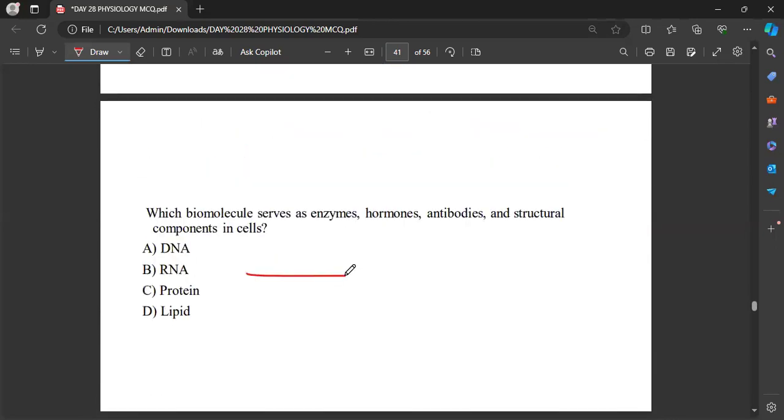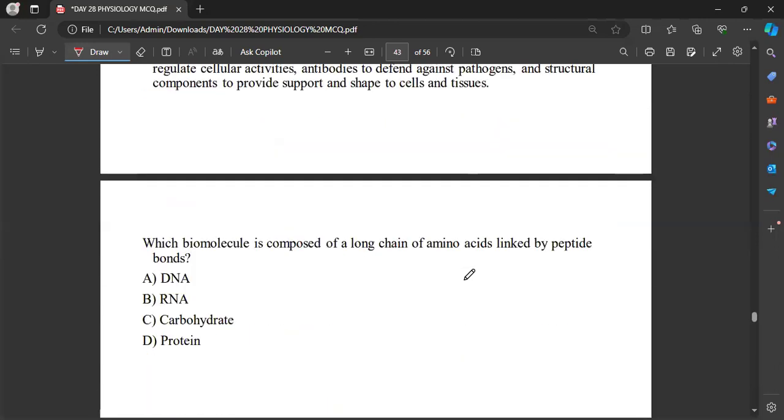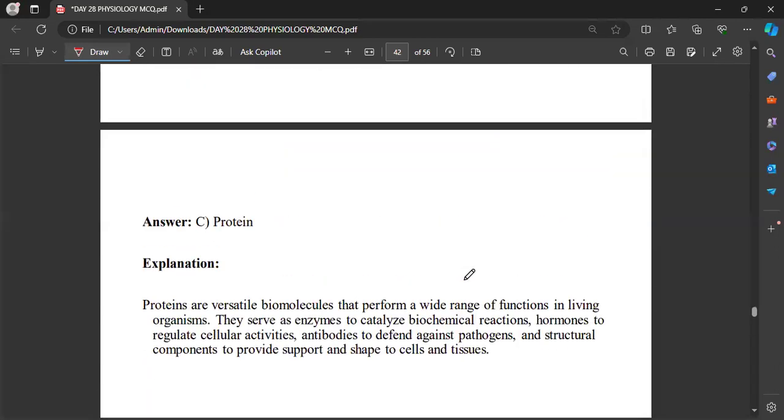which biomolecule serves as enzymes, hormones, antibodies, structural components in the cell? That will be the end product of our DNA. The DNA has to be converted to that, only then will it be considered a building block of our body. That will be a protein. Okay, protein is everything. Now, the ultimate goal of DNA is that it has to code any protein.